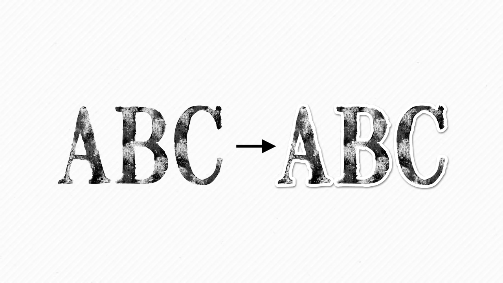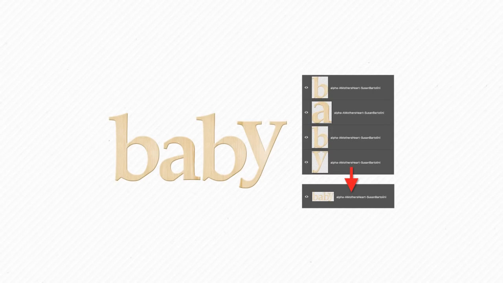Word art that is 2D, such as type, stamps, or doodles, will not work for this lesson unless you turn them into stickers. Also, if you create a word art from an alpha, as I did here, then you'll need to merge all the layers of the word art into one layer.